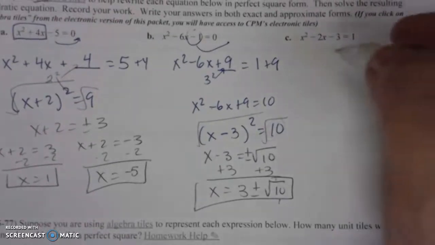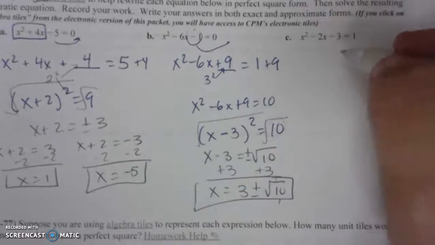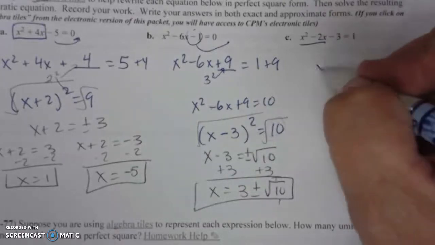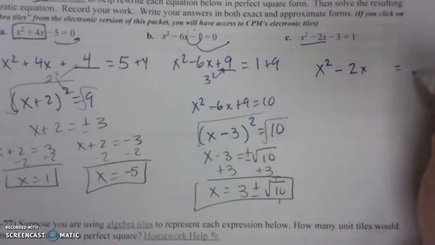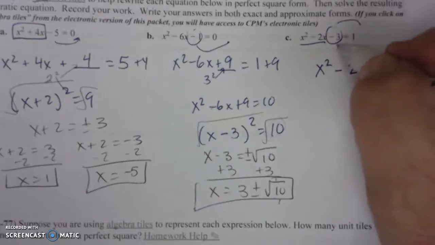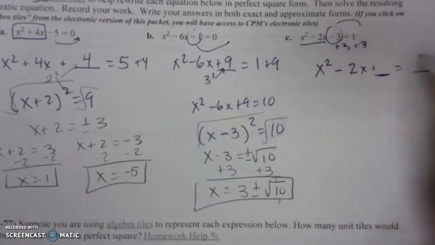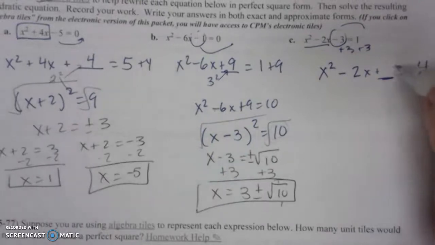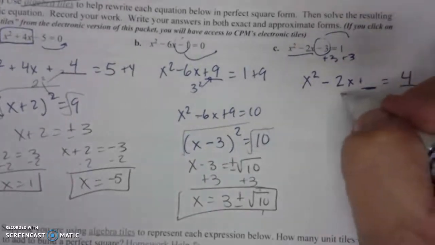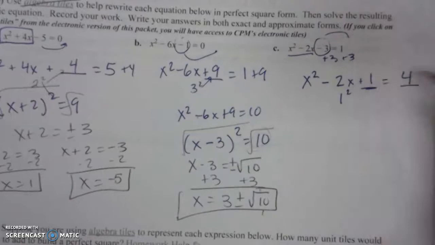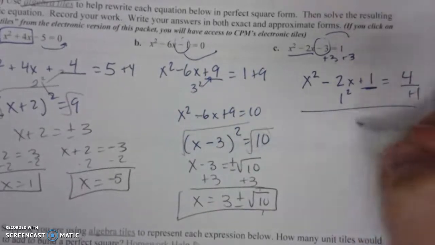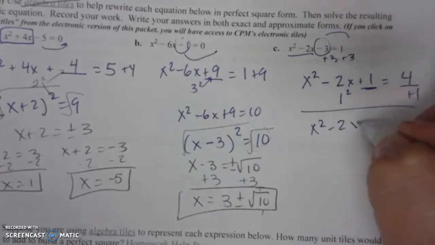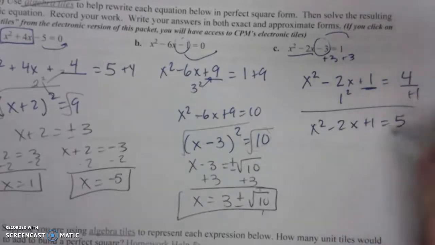Last one over here, I only want to focus on these first two numbers. X squared minus 2x equals something. We want to fill in that something, but I'm going to take this negative 3 and add it over here. Plus 3, plus 3. 1 plus 3 is 4. Now I want to complete this square. Half of that is 1. 1 squared is 1, so I'm going to add 1 here, and I'm going to add 1 here. So I get x squared minus 2x plus 1 equals 5.